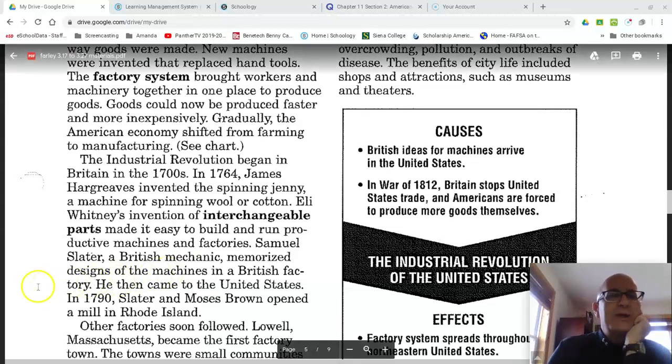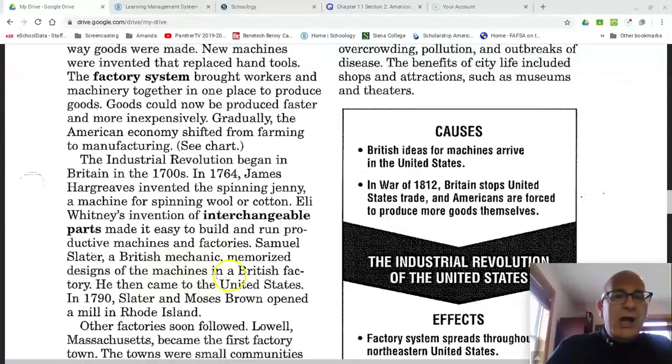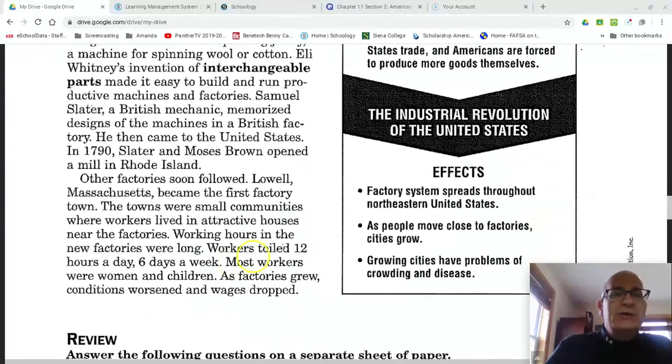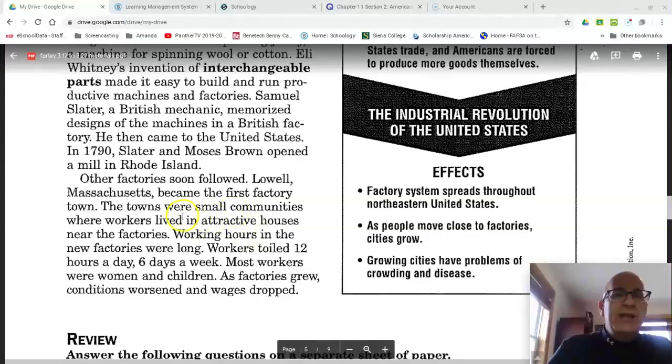Samuel Slater, a British mechanic, memorized designs of the machines in a British factory, and then he came to the United States. In 1790, Slater and a man named Moses Brown opened up a mill in Rhode Island, and other factories soon are going to follow. Lowell, Massachusetts became the first factory town, really, in the United States. Matter of fact, Lowell was called a model factory town.